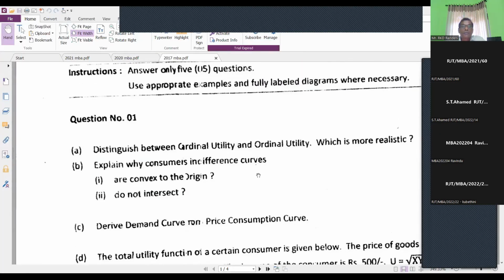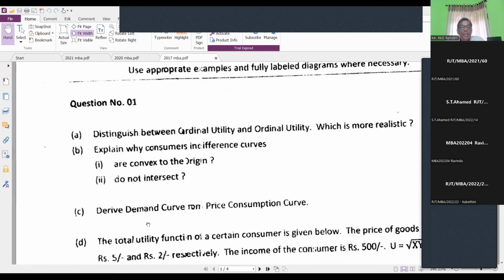According to the indifference curve analysis, distinguish between cardinal utility and ordinal utility, which is more realistic. Explain why consumer indifference curves are convex to the origin and do not intersect. Derive the demand curve.